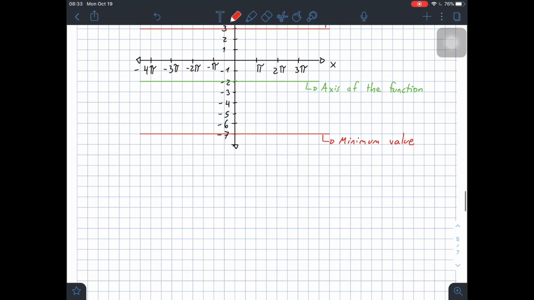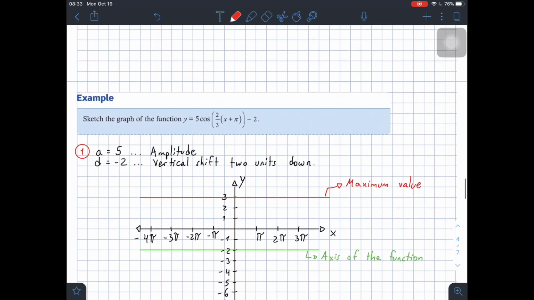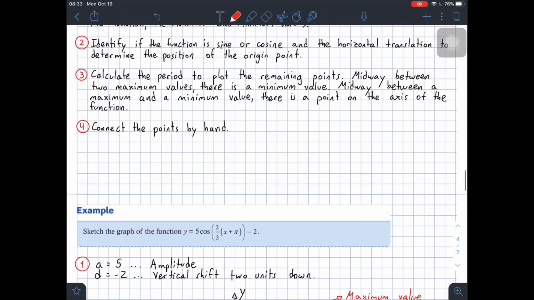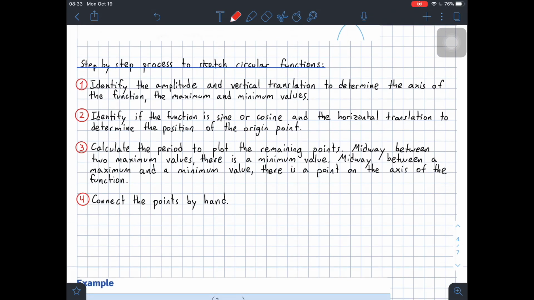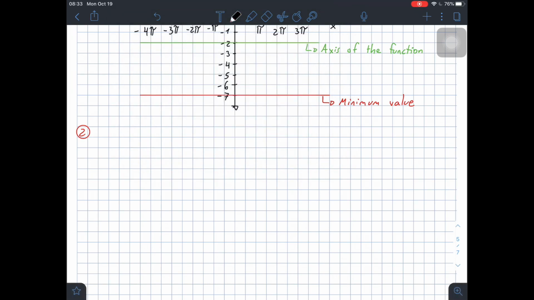So that's it for step number 1. Now, let's move on to step number 2. Let's read what this step is about. It says, identify if the function is sine or cosine, and the horizontal translation to determine the position of the origin point. Okay, so this function is a cosine function, right? So we need to identify if it's sine or cosine, it's cosine, and then the horizontal translation. Remember, the horizontal translation is given by this value over here, right? So let's write that information down. First thing, it's a cosine function.